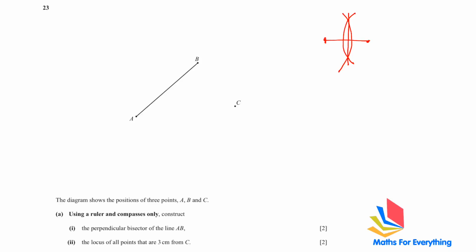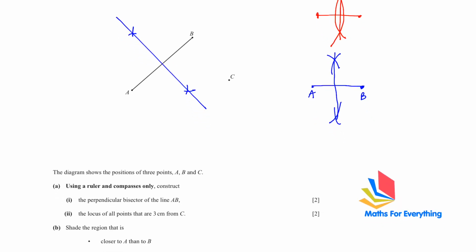If you don't want to make the full arc, you can make an arc here and an arc here from this point, and then from this point, you cut the arc and then join the center of the 2 arcs. So that's the perpendicular bisector. So this is the perpendicular bisector I have drawn of the line AB. A2, the locus of all points that are 3 cm from C. From this year onwards, locus is not a part of the syllabus, so we don't need to do A2, and also AB we don't need to solve.